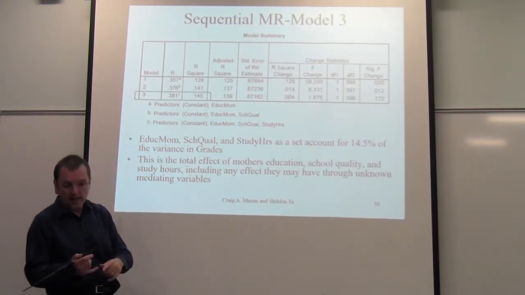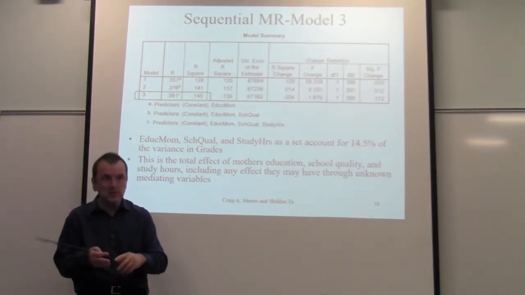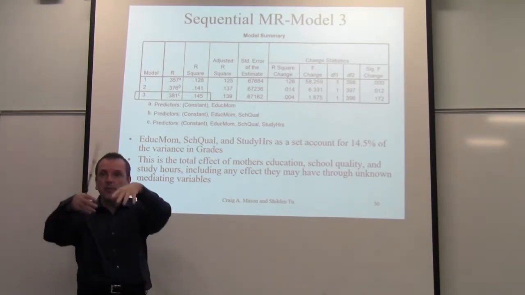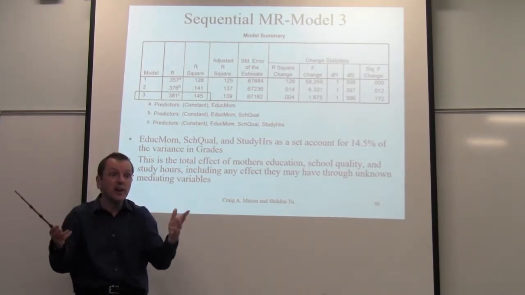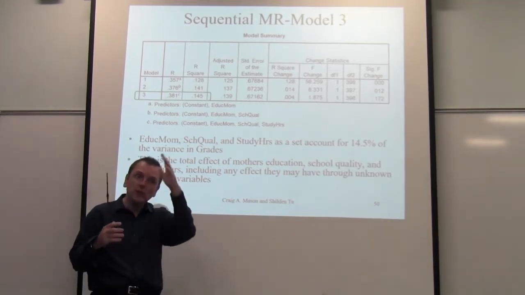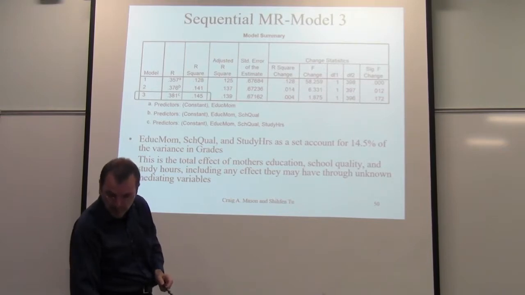That's the effect of mom's education, school quality, and study hours as a set, plus whatever indirect effects they may be having with other variables that are not in our model. Just kind of good to remember there's other things out there that they might be working with.